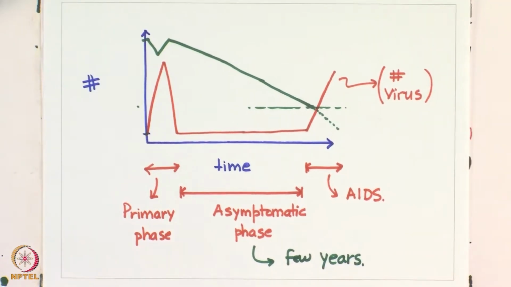And what we want to understand is this interplay between the CD4 cells and the HIV particles, which tells us why there should be such a long asymptomatic phase associated with the infection, and what happens at the end of it that triggers the uncontrolled explosion of virus particles inside the host. So, to understand that, let's understand the role of CD4 cells in the immune system.